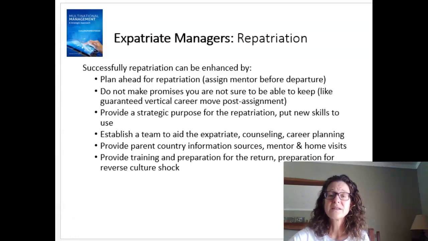This concludes section 3, and in the next section we'll look at female expatriates and at strategic human resource management in global multinationals.